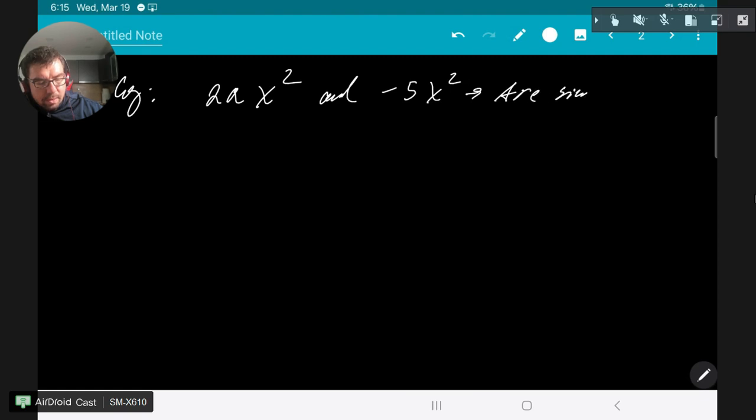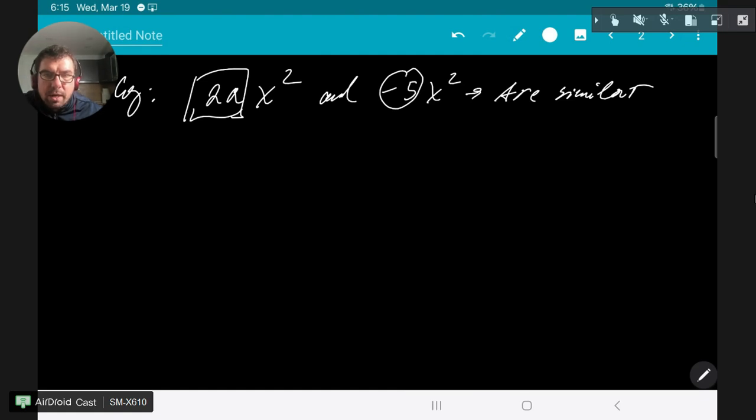One last example. If I have, for example, 2a x to the power of 2 and let's say minus 5x to the power of 2, they are similar because I'm usually counting a as a parameter, and therefore the variable is just x squared. They have the same variable to the same degree and only the coefficient is different.